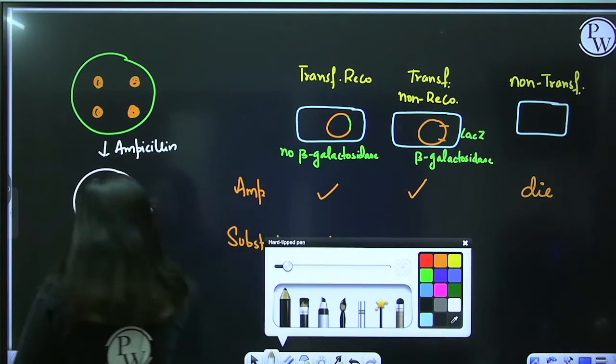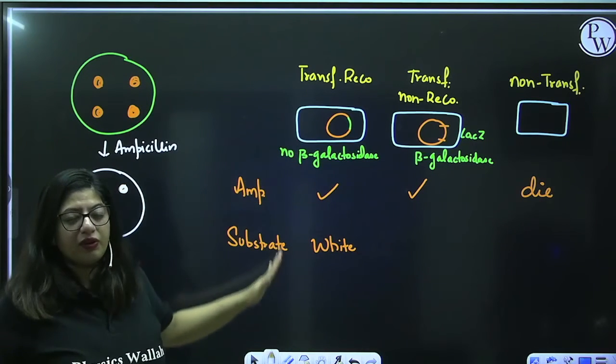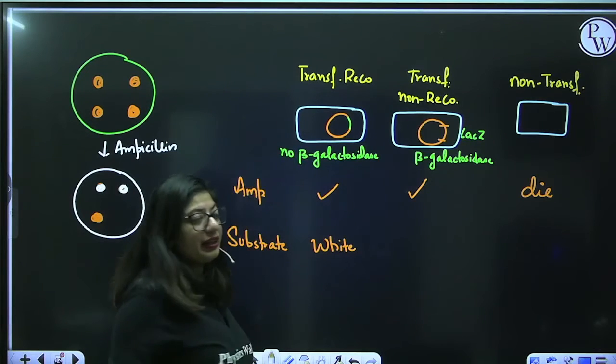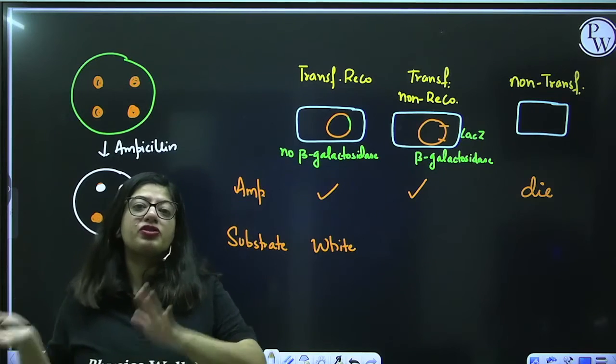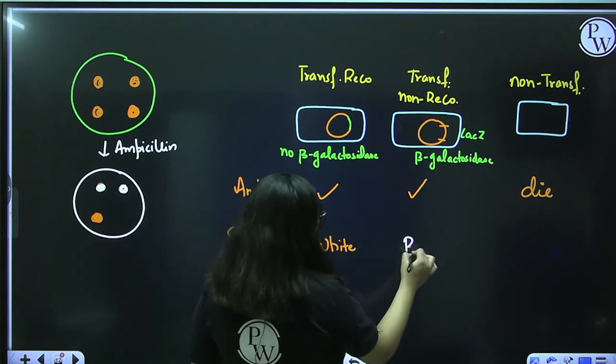So if these colonies are white in color, that means these are the transformant recombinants of your choice. Now these colonies have the beta-galactosidase gene intact. They are producing this enzyme, and the white color substrate can be converted into the blue product. So these colonies' color will be blue.